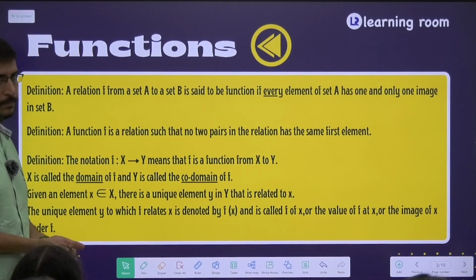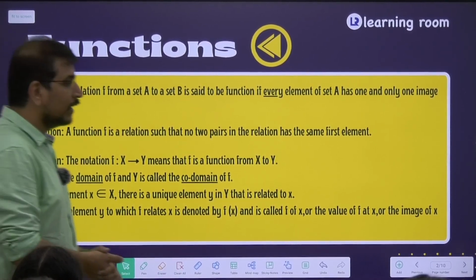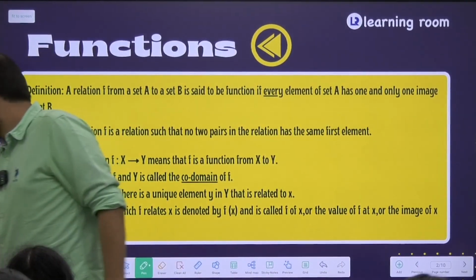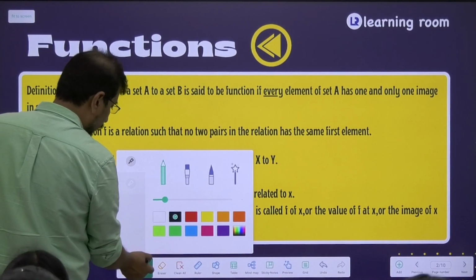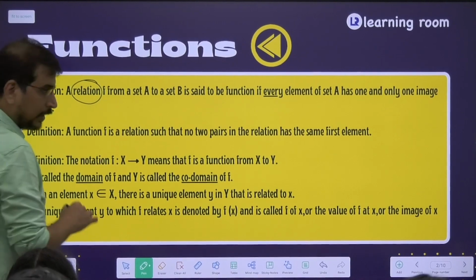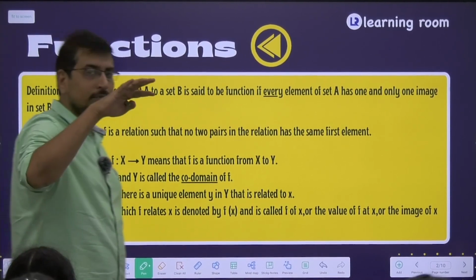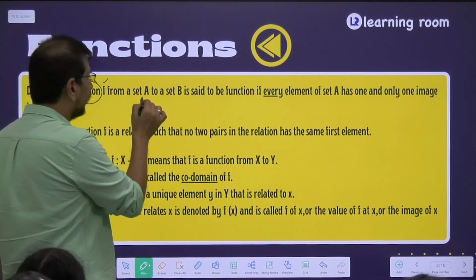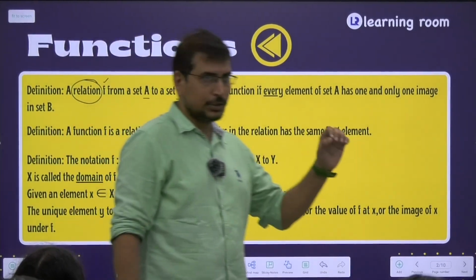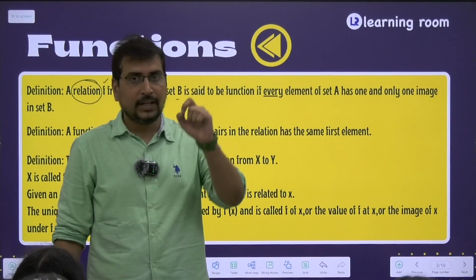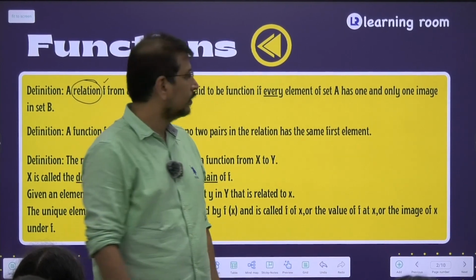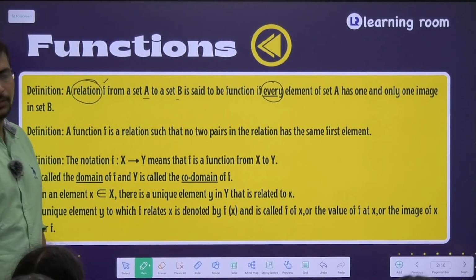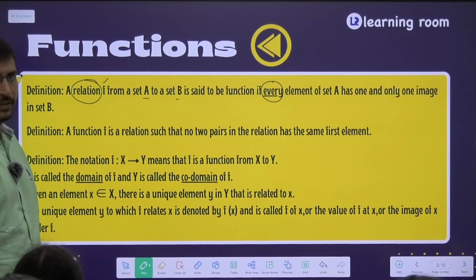So what is that actually? If you are able to define a relation, and what is the name you give to that relation? Instead of R, we call it F. If you define a relation F from one set to another, set A to set B, then you can call it a function, provided every element that is there in the set A has one and only one image associated in set B. Are you able to understand what I'm trying to say?